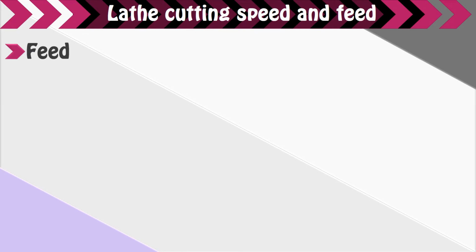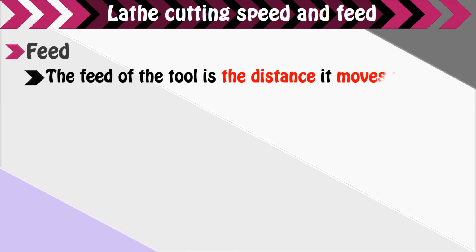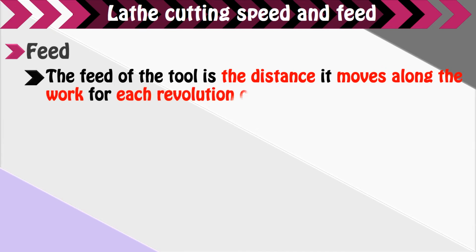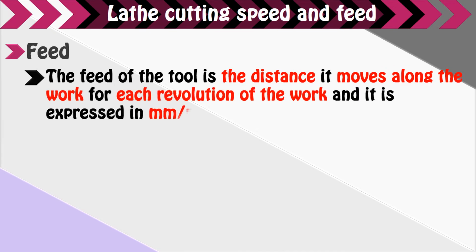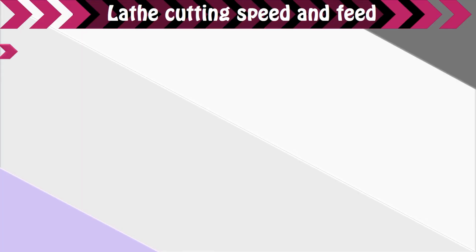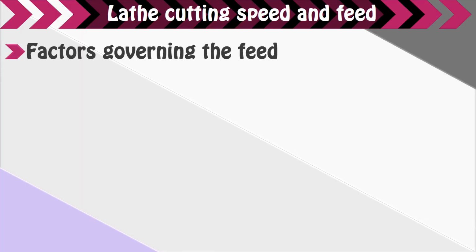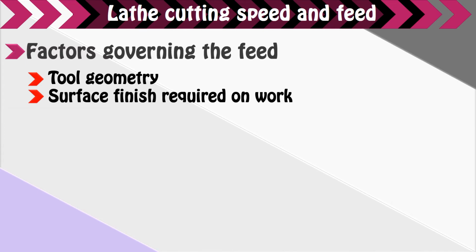Let's see about feed. The feed of the tool is the distance it moves along the work for each revolution of the work, and it is expressed in mm per revolution. Let's see about the factors governing the feed. Tool geometry. Surface finish required on work. Rigidity of the tool.